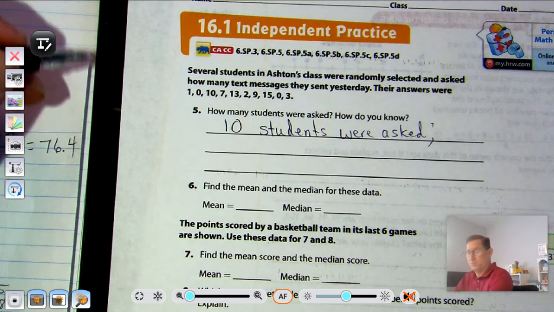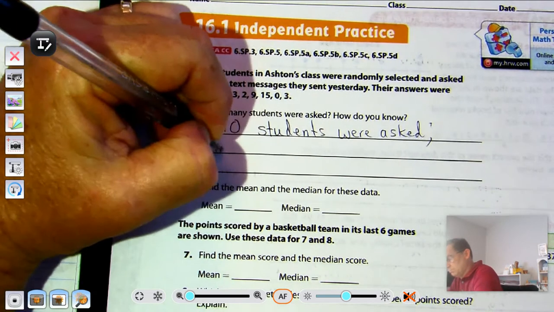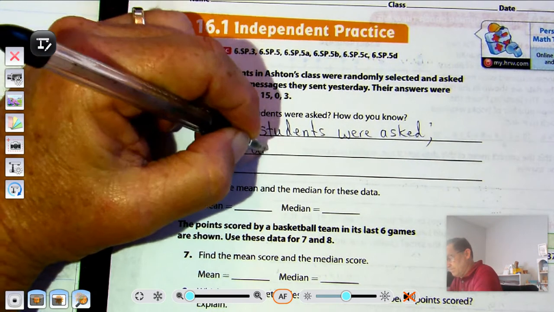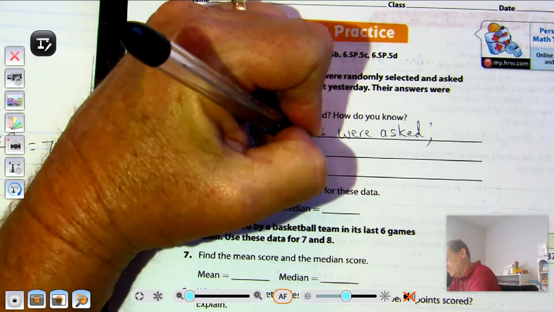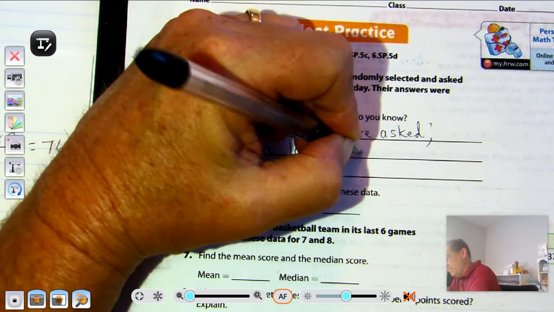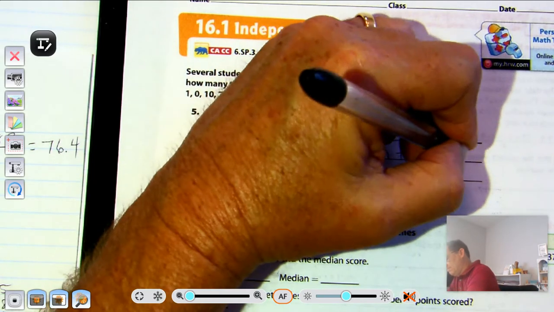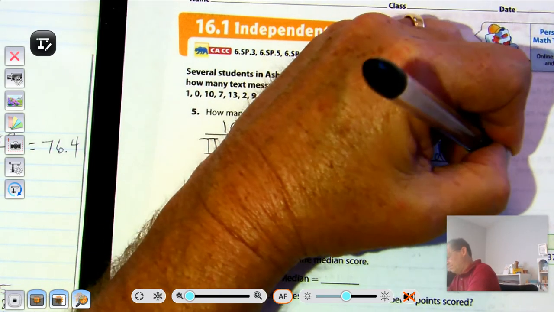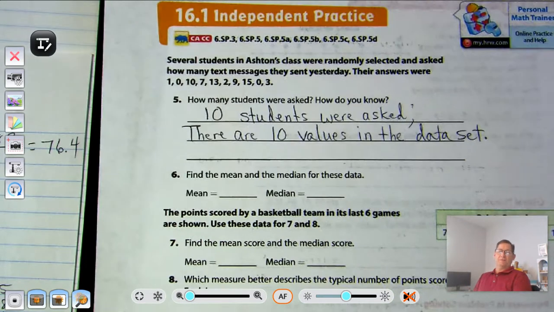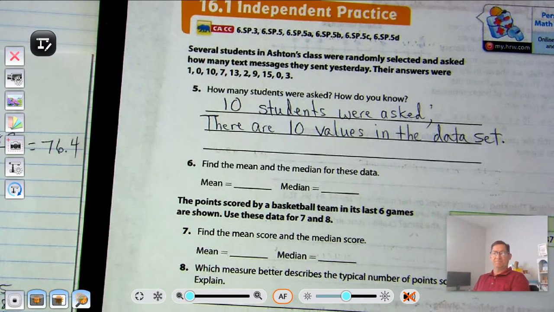How do you know? There are 10 values. Find the mean and the median for these data.